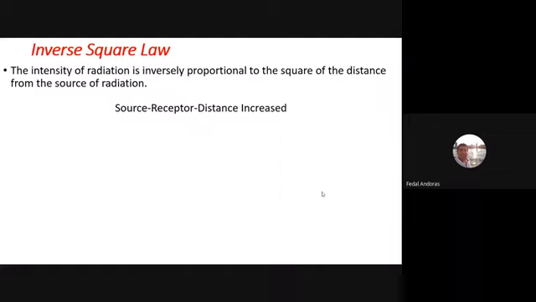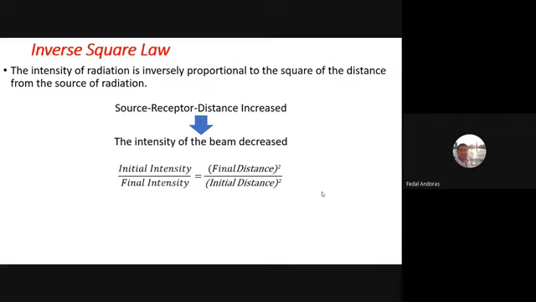Source receptor distance increases, the intensity of the beam will be decreased. We talked about that. When the distance increases, the intensity of the X-ray beam decreases. Don't be confused. When kV, mA, and exposure time increase, the intensity will increase. But when the distance increases, the intensity will decrease. This is straightforward. And this is the equation for that.